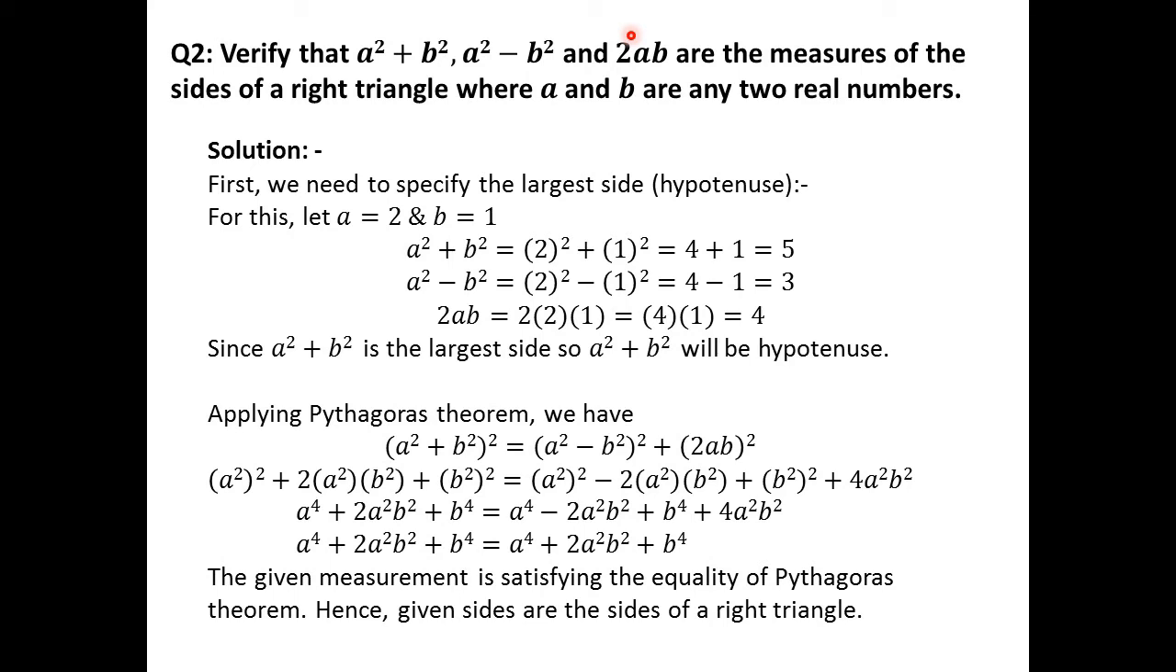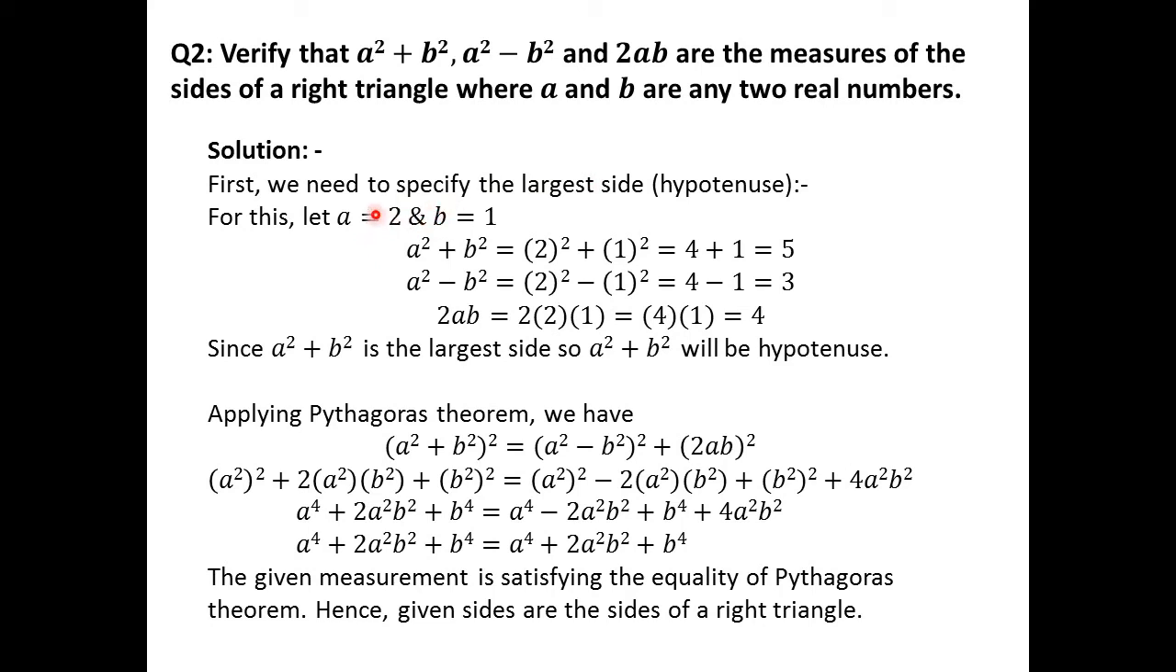For this, we will use the equality of Pythagoras theorem, but before applying it, we should know which expression is representing the hypotenuse. For this purpose, we are making a little test. We are letting the values a is equal to 2 and b is equal to 1, because we need to specify the largest side, which is the hypotenuse. So a is equal to 2 and b is equal to 1.